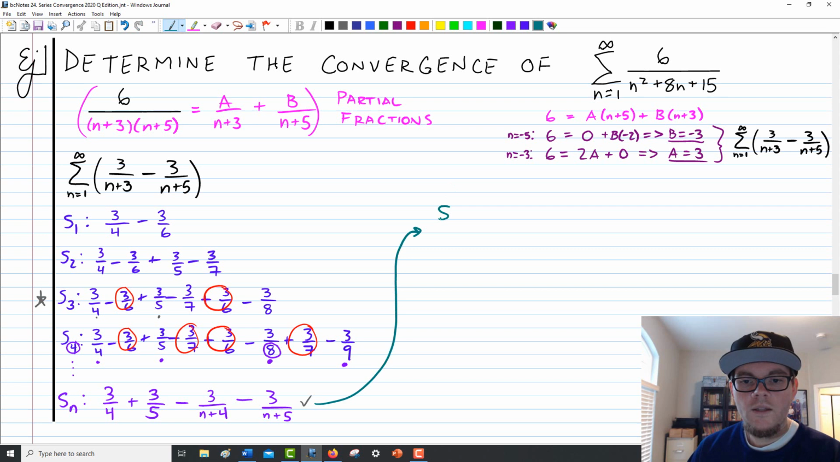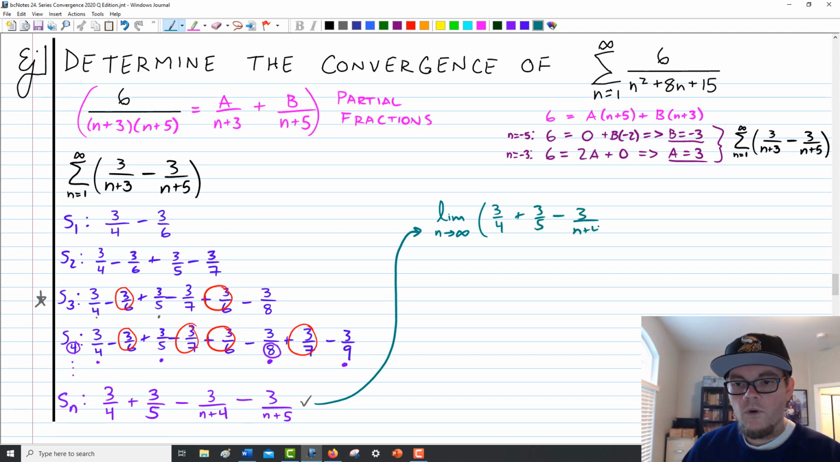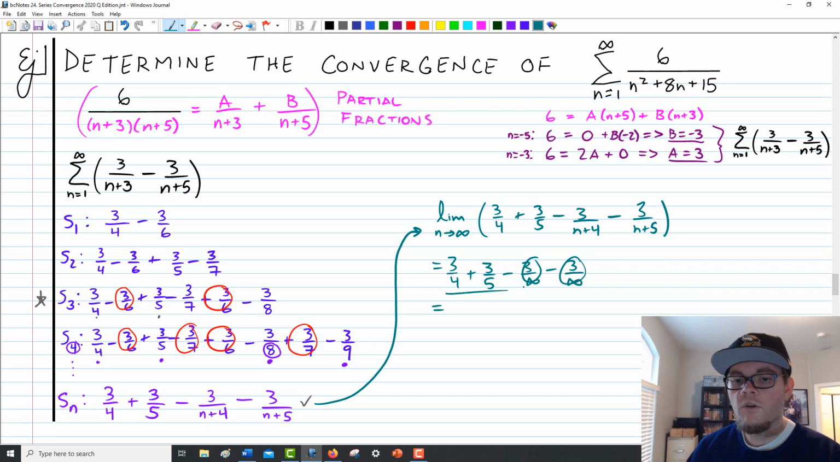Okay, now that we have that, what we really want is to figure out whether or not this series is converging to something. Our limit should be the limit as n goes to infinity of S sub n, and S sub n is 3/4 plus 3/5 minus 3 over n plus 4 minus 3 over n plus 5. Having done that, we can see very quickly that our sum is going to be equal to 3/4 plus 3/5 and then minus 3 over infinity two separate times. Both of those will go to 0. We'll be left with our sum as just 3/4 plus 3/5. That's 15/20 plus 12/20, which is equal to 27 over 20.